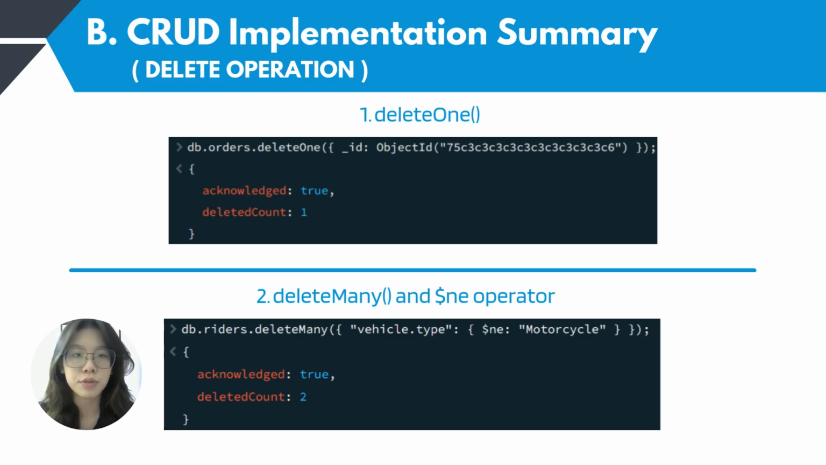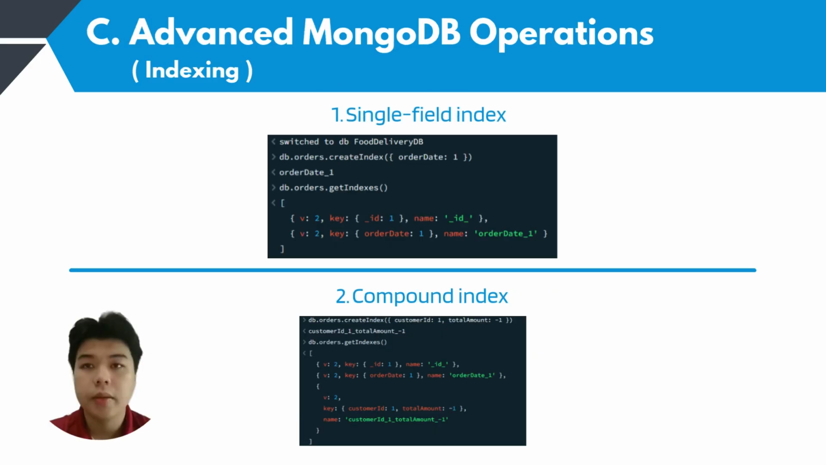So it is kind of to ensure our delivery standards are met. Moving on to the advanced operations, we first implemented indexing to optimize our query performance.